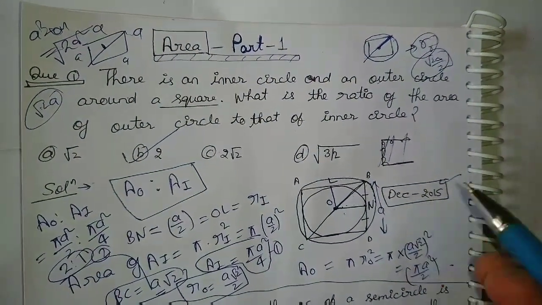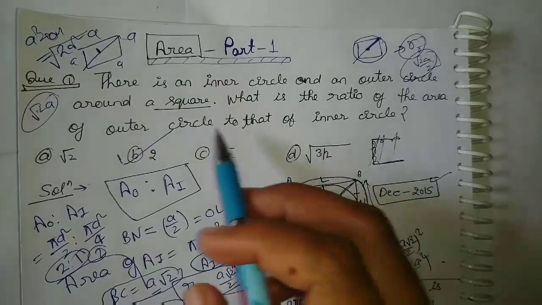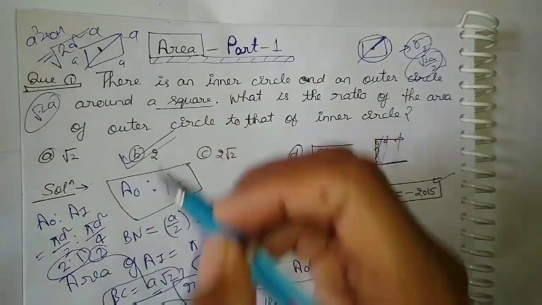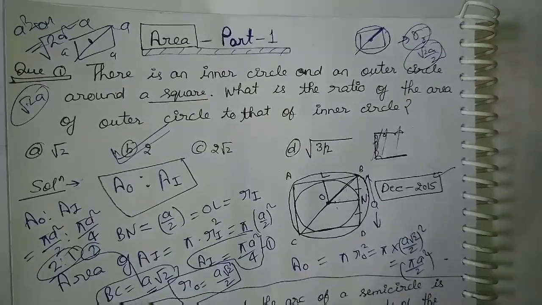So in this way you can calculate the area of both circles and then take the ratio, so the answer will be 2. So this is the method.